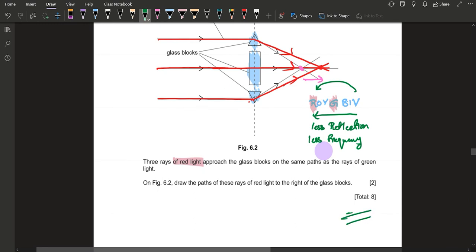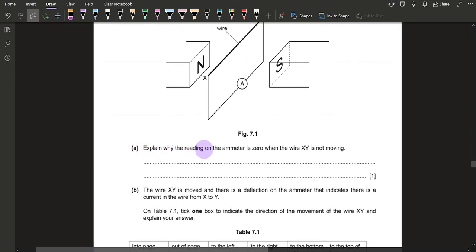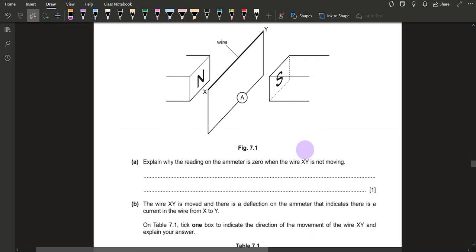And we are done with question number 6. Question number 7. Figure 7.1 shows a horizontal conducting wire XY between two opposite magnetic poles. Wire XY forms a circuit with an ammeter. Part A says, explain why the reading at the ammeter is 0 when the wire XY is not moving.